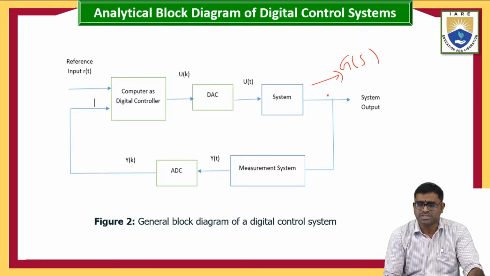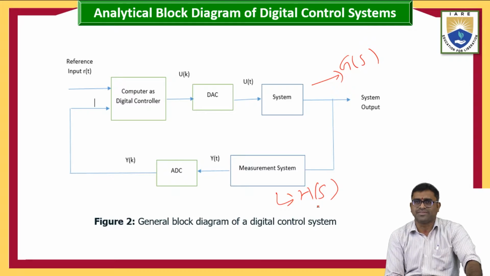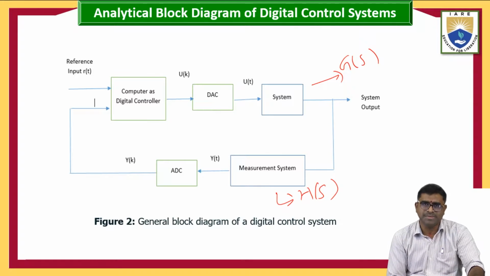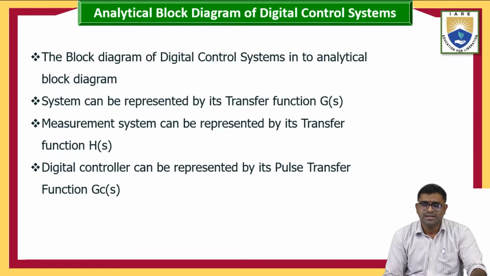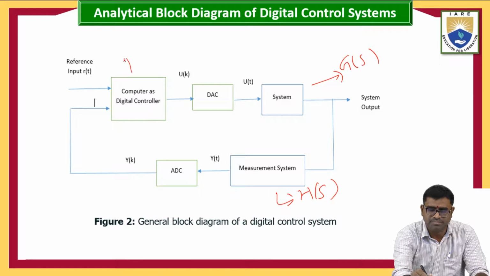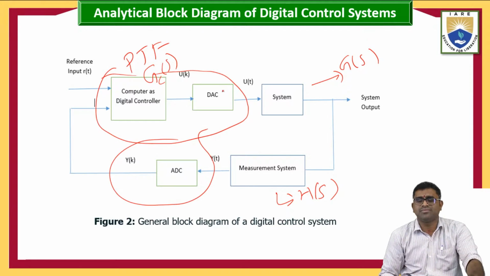The measuring system transfer function I am taking as H of S. Generally, this H of S is 1, that is, we are using it as a unity feedback system. And the last one is the computer controller. We are using a digital controller, so the digital controller is represented by the pulse transfer function, PTF. For this, I am taking the total transfer function as GC of S.